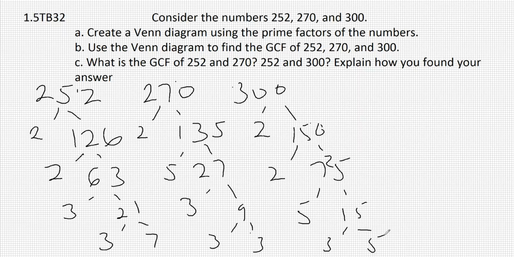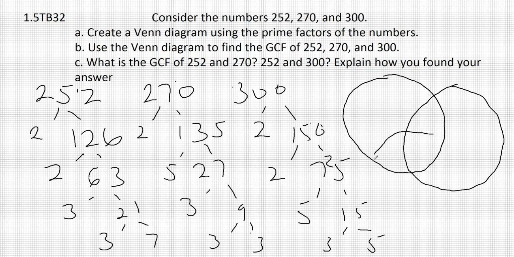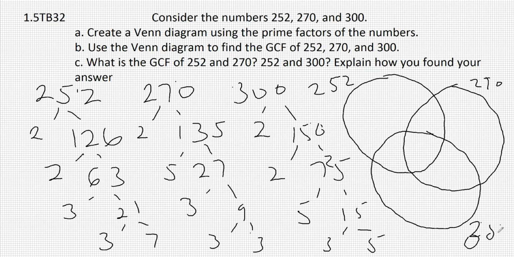Let's see if we're going to have room to draw a Venn diagram here that has 3 numbers in it. Alright, let's try 252 on this one, 270 on this one, and 300 on this one. Alright, so let's start. Do we have a 2 in common for all of them? Yes, we do. So that's going to go right in the middle there.